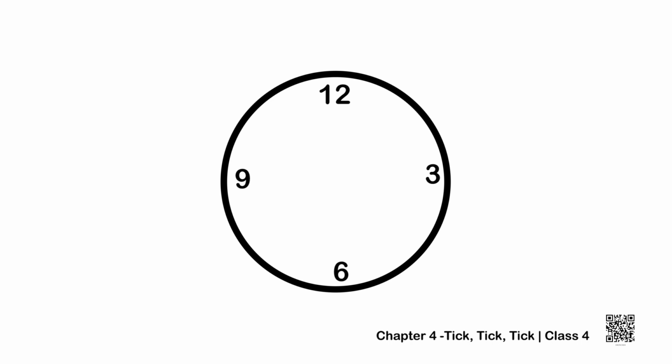Yes, you have to write 1 and 2 in between 12 and 3. 4 and 5 should be written in between 3 and 6. 7 and 8 should be written in between 6 and 9. 10 and 11 should be written in between 9 and 12. Good. Our clock is ready.